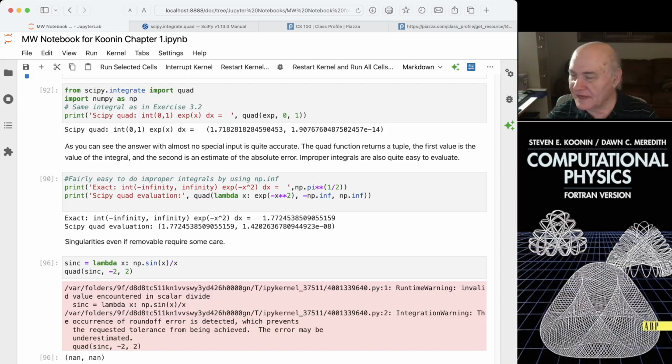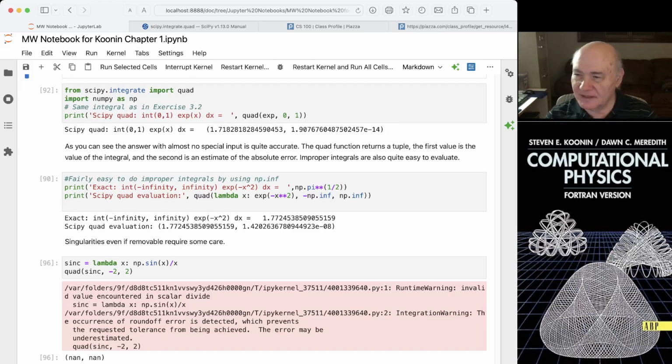And then this is the error. The error is actually quite large here, but this is the maximum. The actual error is much less. So this is just an error bound, the second part of the tuple.